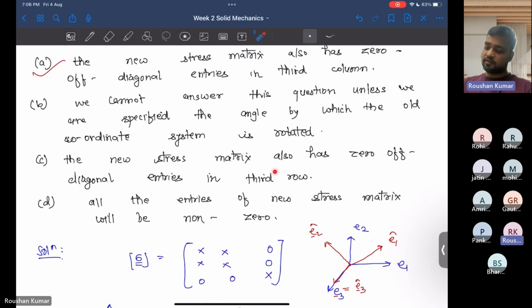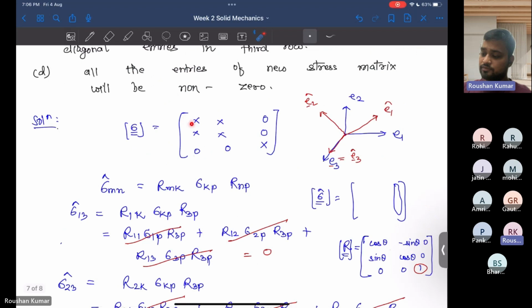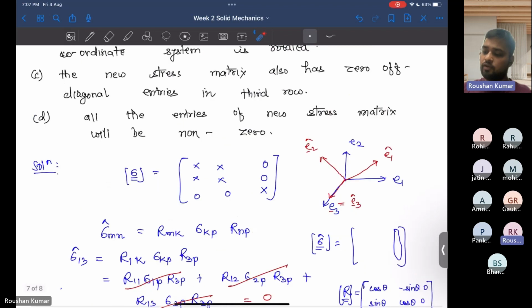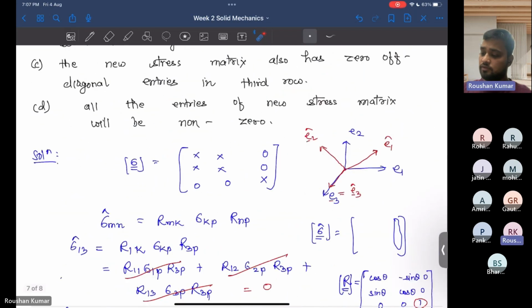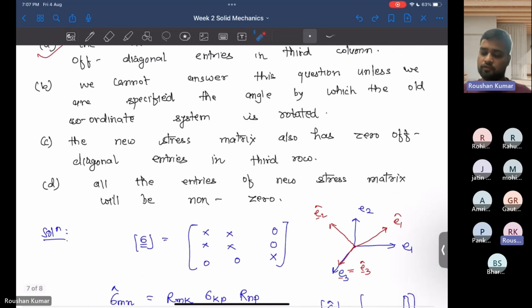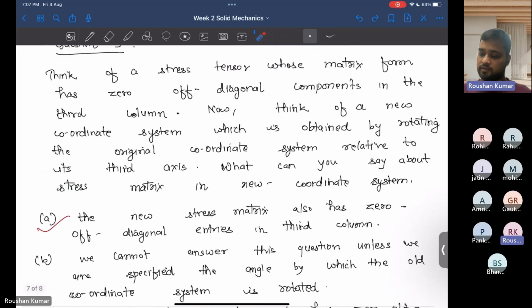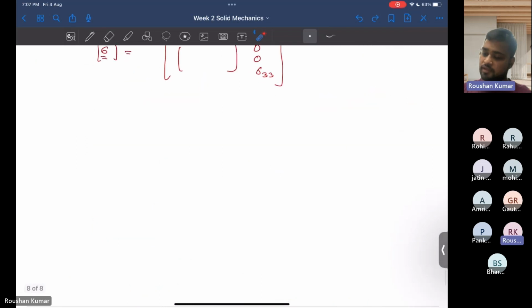The third option is the new stress matrix also has non-zero off-diagonal entries in the third column. We have to check whether it is correct or not, but here you can see that it has a non-zero stress matrix in the old coordinate system. So it is also not correct. The last option is all the entries of the new stress matrix will be non-zero. Here we can see that the off-diagonal entries in the third column are 0, so this violates the last option. This is also not correct. So the correct option is option A. This is all about question number 3. Now let's move to the next question, that is question number 4.